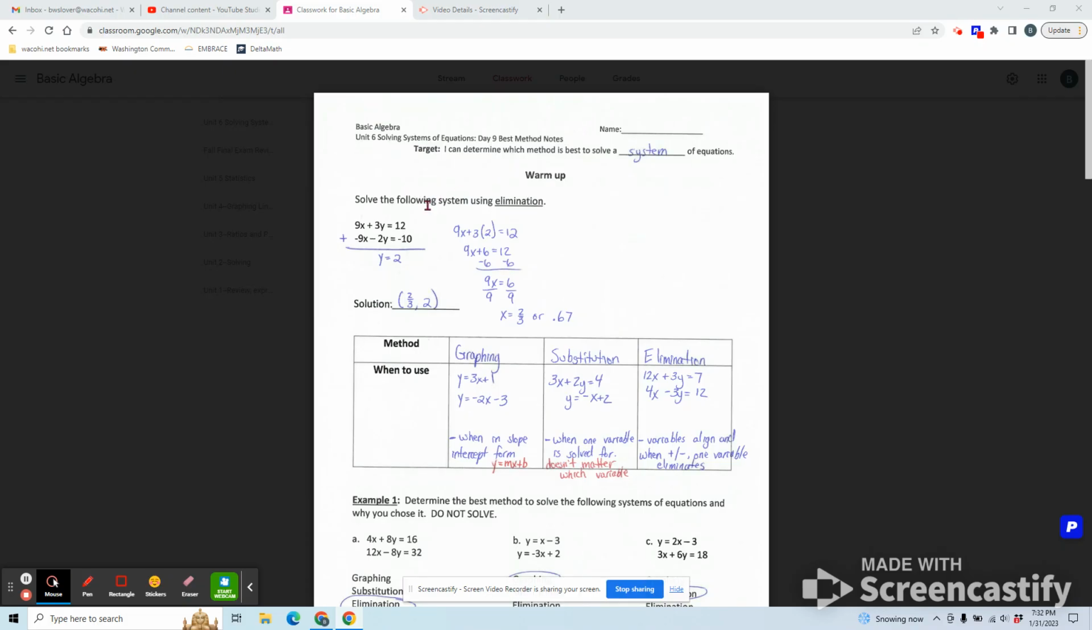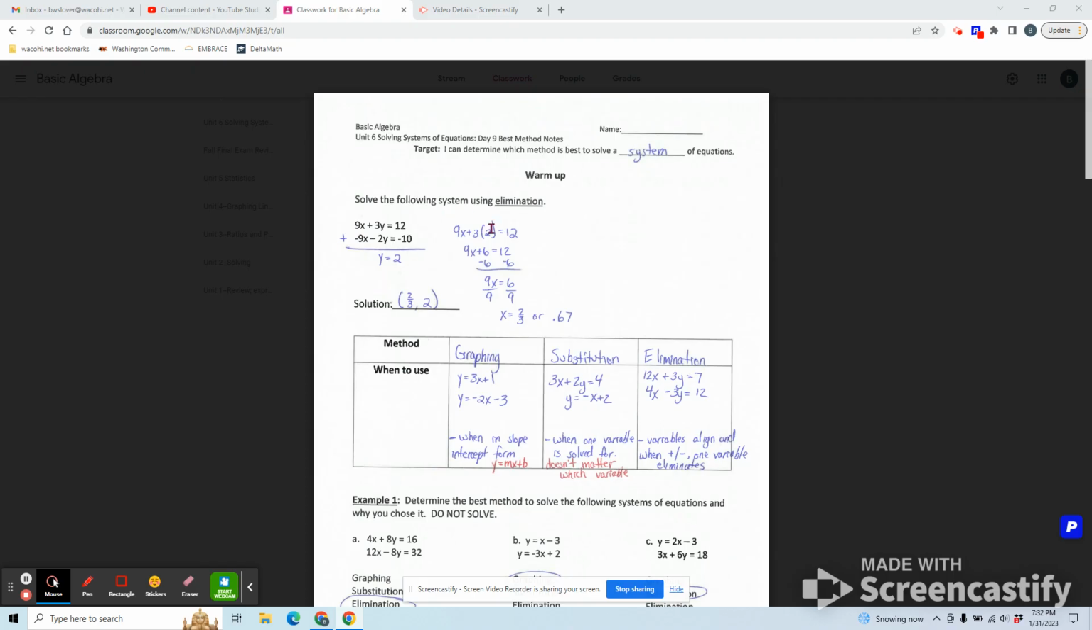Today we're going to focus on solving systems of equations by best method. So our warm-up is to review what we did yesterday, which was solving by elimination. Remember, elimination is where you want one of your variables to disappear, to eliminate. You're looking for opposites. So a 9x and a negative 9x are opposites. One is positive, one is negative. Subtract them, we get a 0x. Add going down, we get y equals 2.